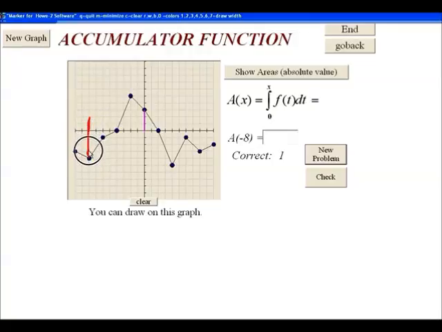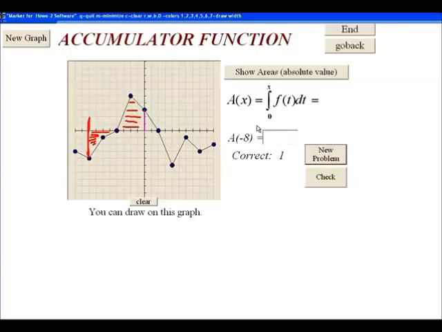Now the area is always between our function and the x-axis. So what they really want us to do is to get all this area and all this area and add them up and then put the answer in here.